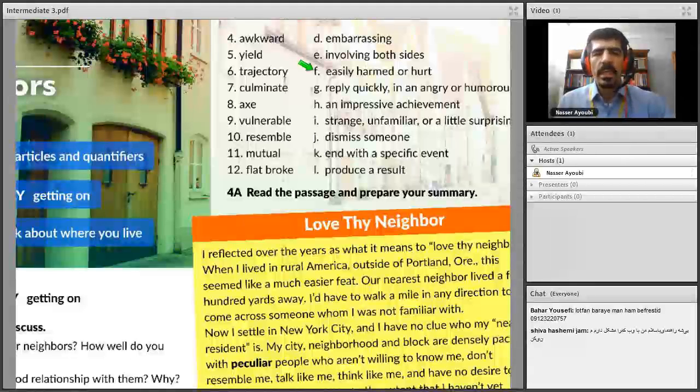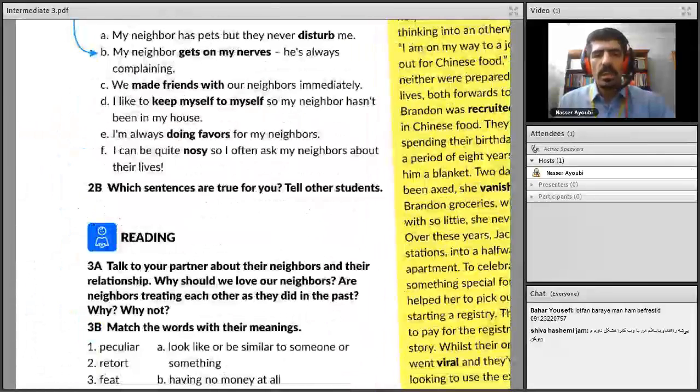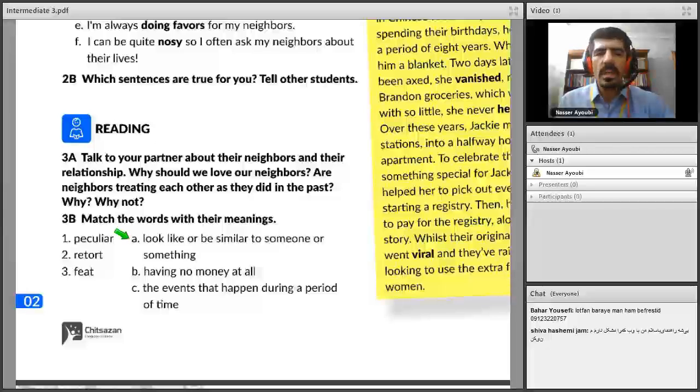Number 10, resemble. Resemble is A. Look like or be similar to someone or something. Resemble.